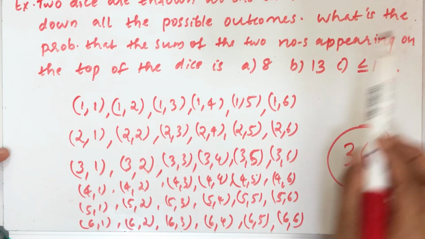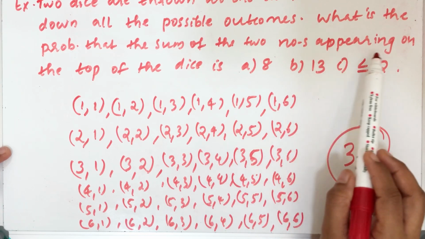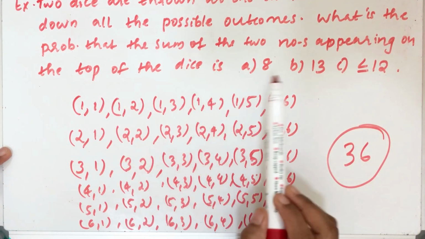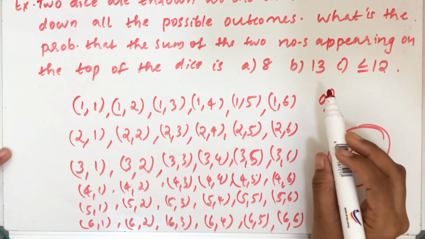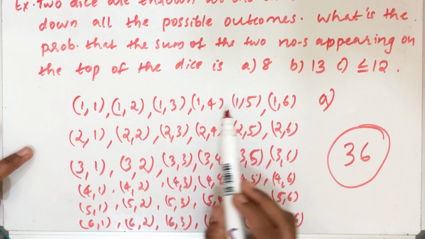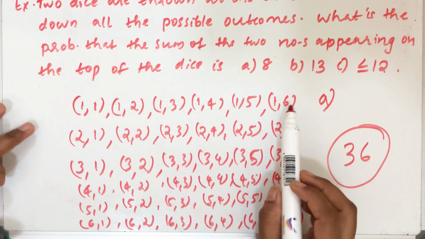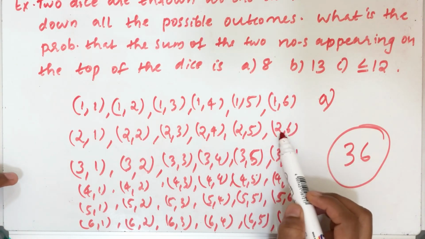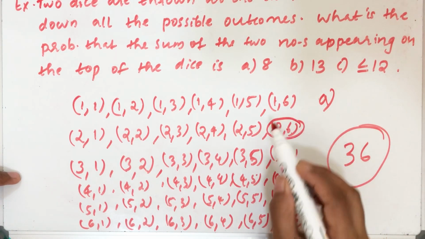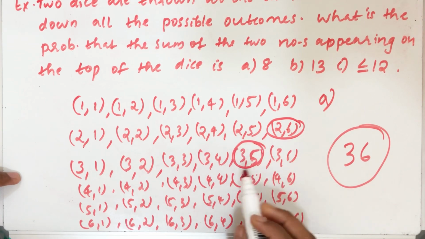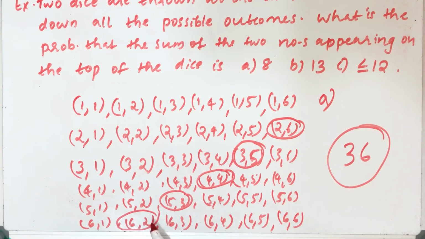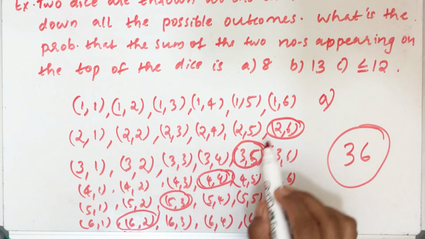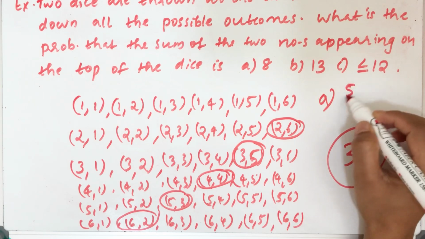See the question, what is the probability that the sum of the two numbers appearing on the top of the dice is 8? First question is, sum is 8. Sum 8, we can say, first row there is none, second row 2 plus 6, third row 3 plus 5, fourth row 4 plus 4, fifth row 5 plus 3 and sixth row 6 plus 2 is 8. So we have 1, 2, 3, 4, 5 cases. So 5 by 36.